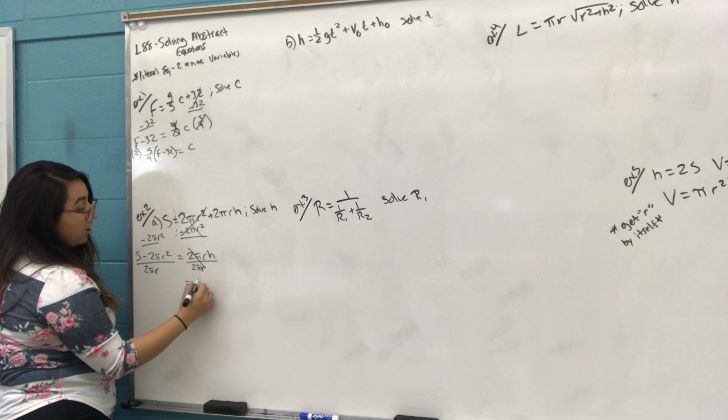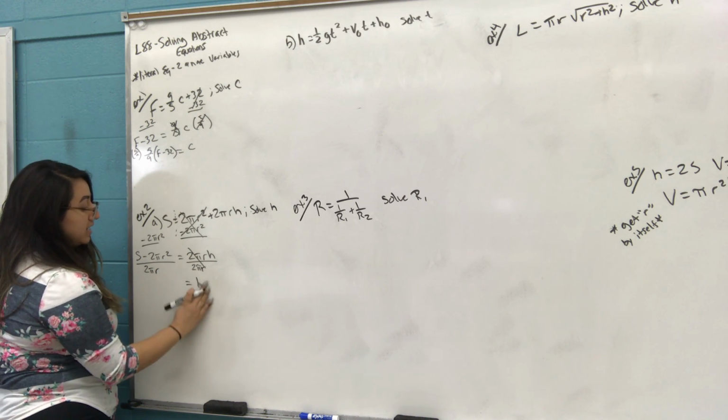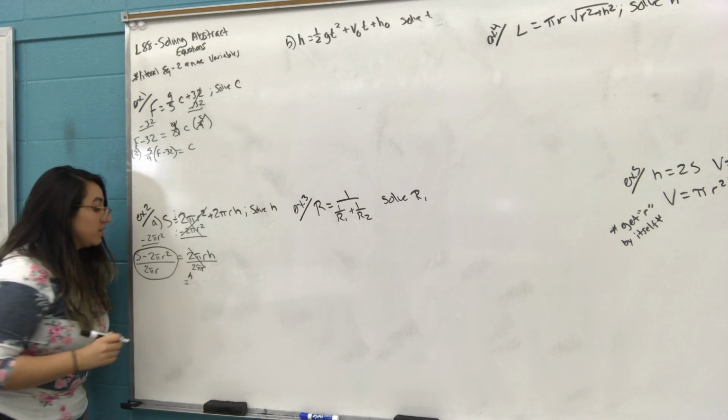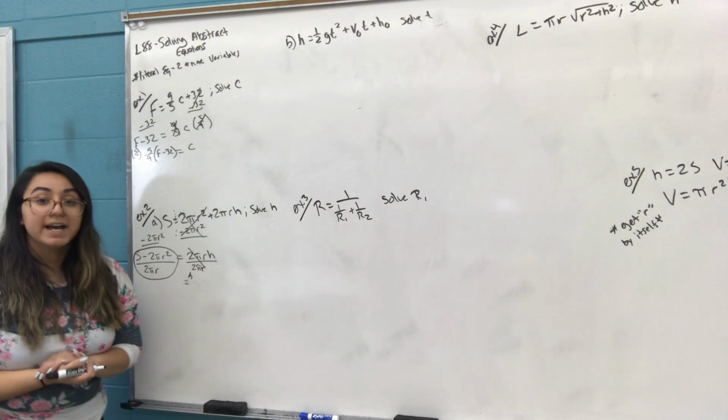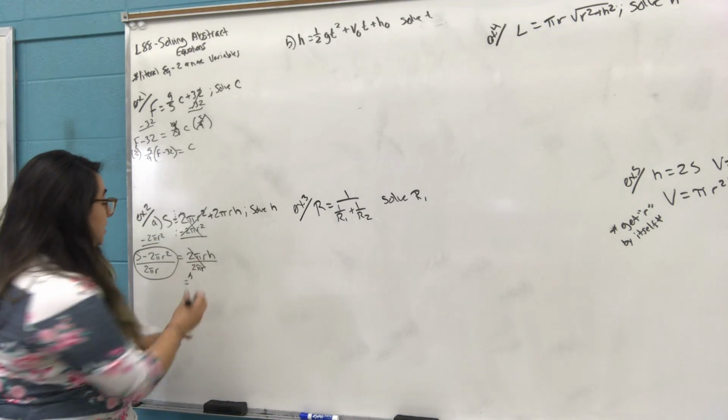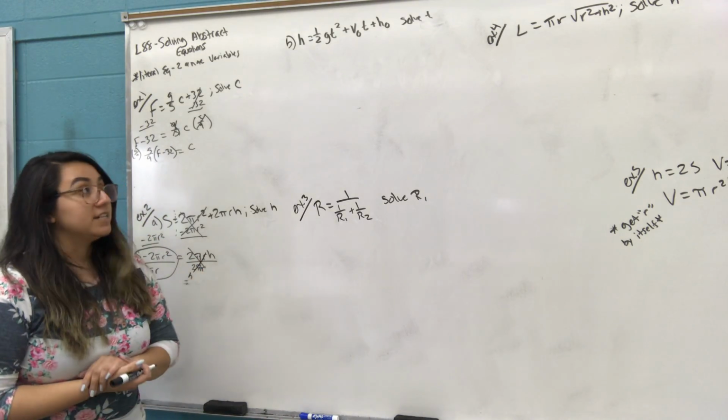So remember, you have to divide all of it all together. So then my answer for h is equal to s minus 2 pi r squared over 2 pi r. Get the h by itself, that's all they want. And then everything cancels out here. And then h is by itself there.